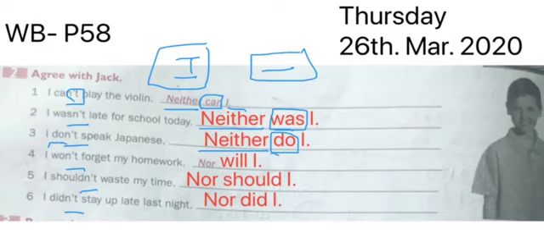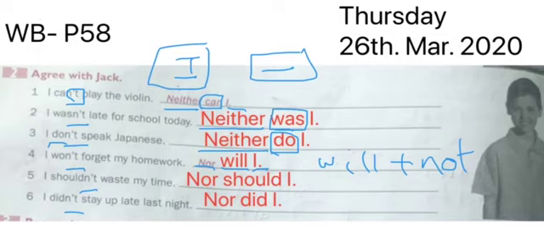Number 4, I won't forget my homework. Remember that "won't" is "will" plus "not." So "will" plus "not" is "won't." I won't forget my homework. This one starts with "nor." "Neither" and "nor," both of them are correct, and you can use them in both situations. There is no difference between them. "Nor," "will," which is the modal verb used in the main statement, and then the subject "I."